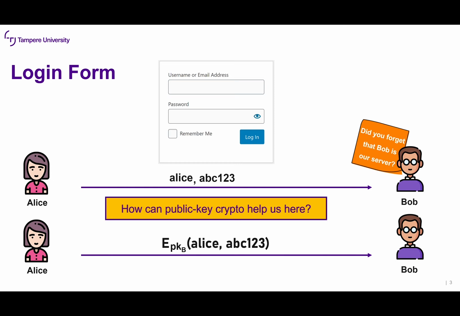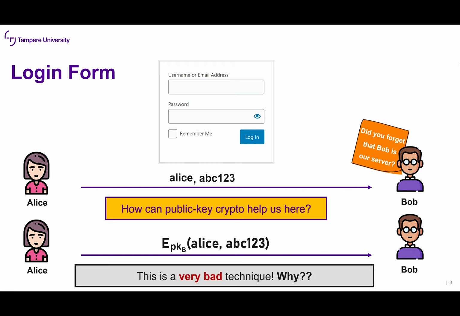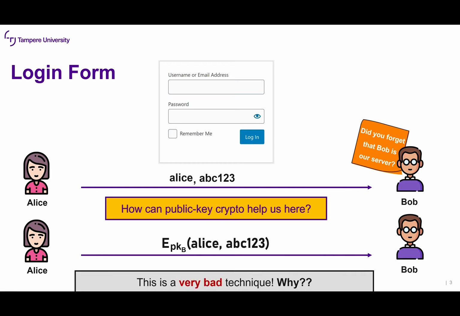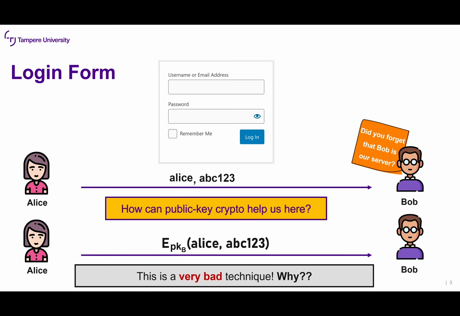Now, upon reception, Bob, who is the only one who has access to his private key, uses his private key to decrypt the message and get access to both Alice's username and password. Now, this is a very bad technique. Why? So again, please pause the video a bit and try to think about it on your own. Now, why is this a very bad technique?